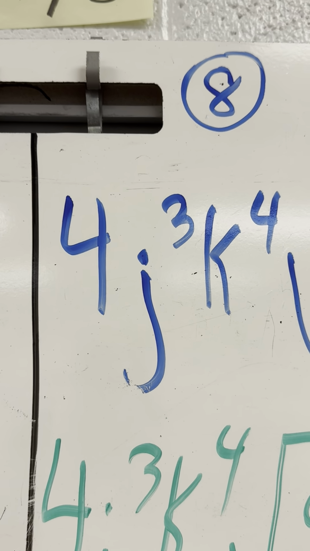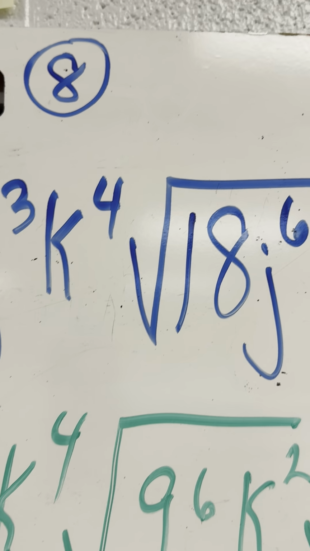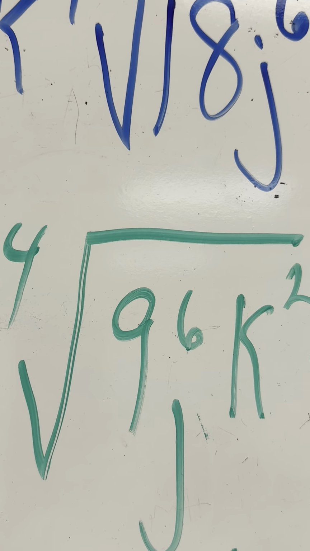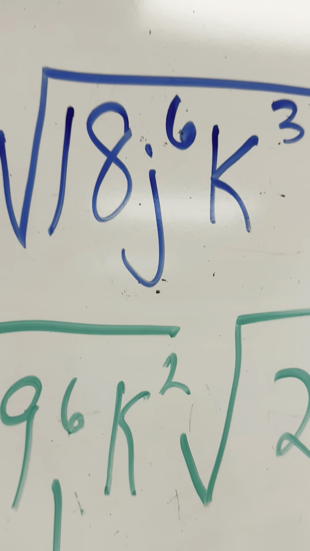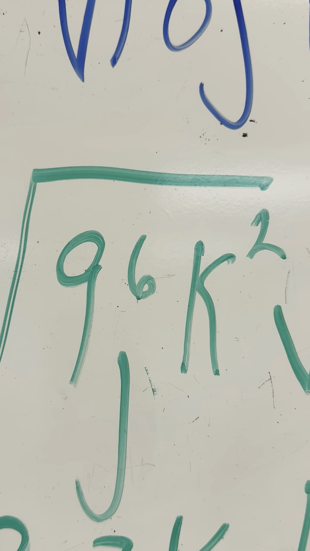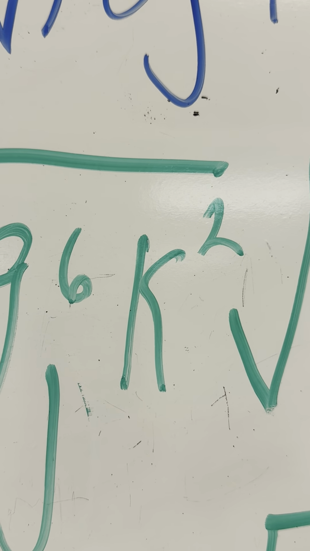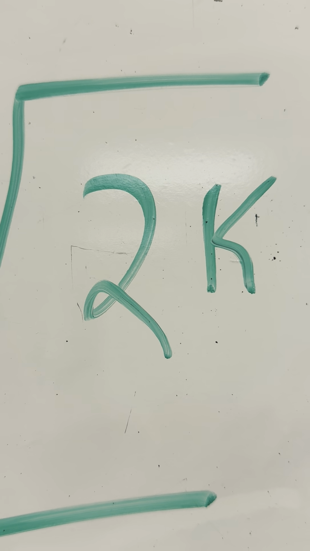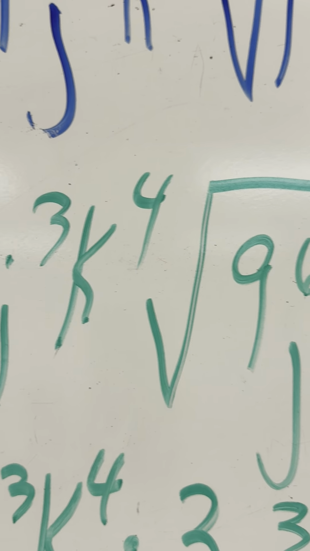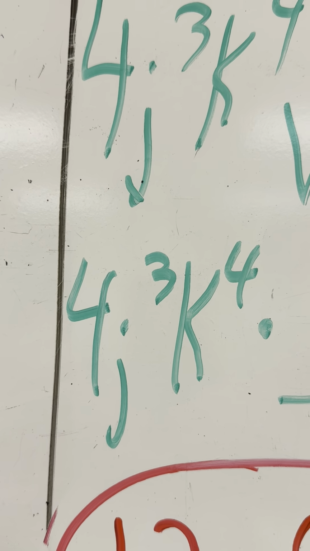This 4, j to the 3rd, k to the 4th, ignore it, just write it down. But what perfect square goes into 18? 9 times 2. j to the 6th, that's a perfect square, just rewrite it down. k to the 3rd, I can't take the square root of that, but I can take the square root of k to the 2nd, so I bring a k over there. Okay. So now, once again, I rewrite 4j to the 3rd, k to the 4th. I ignore that for now.